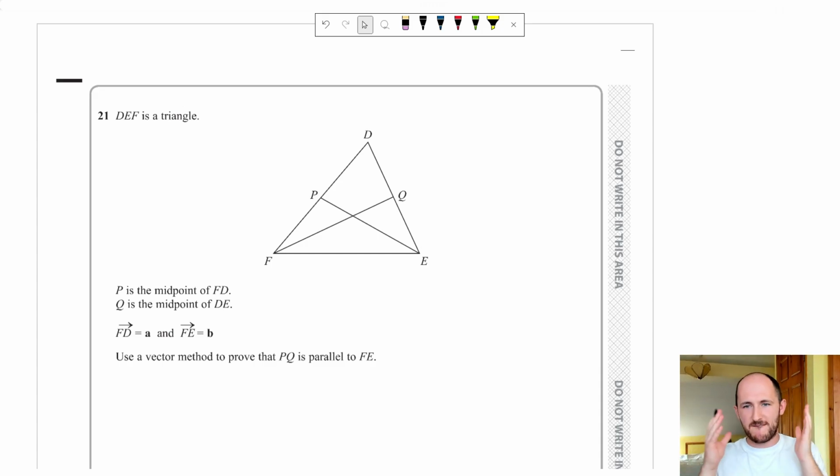This time we're talking about vectors, specifically how we can prove that two vectors are parallel using exam questions.